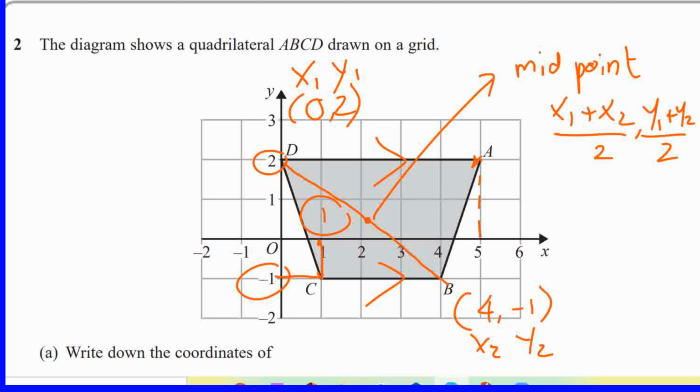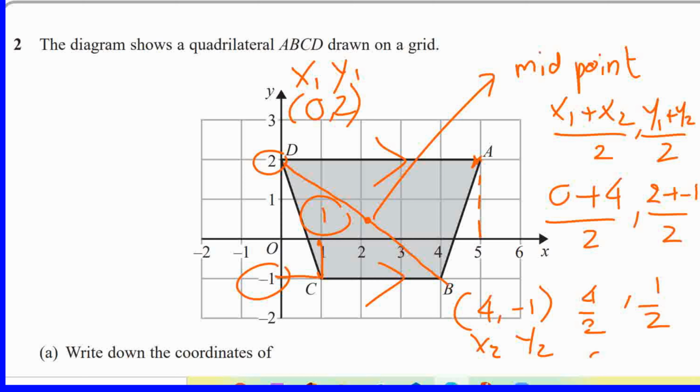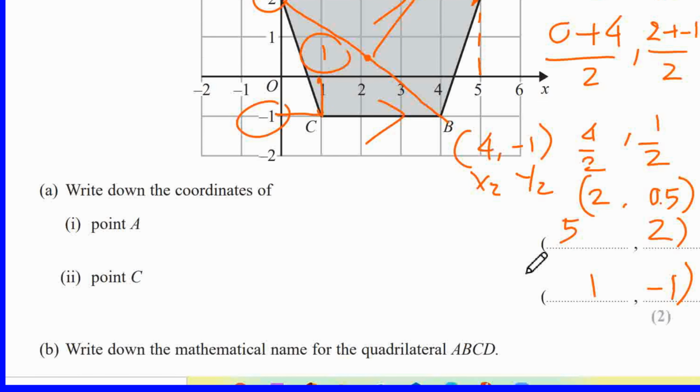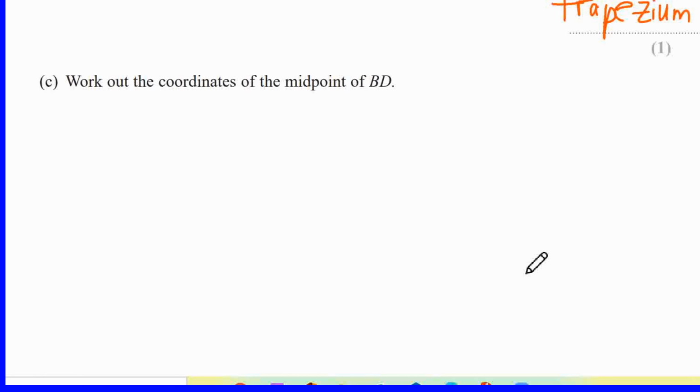So we have x1 is 0, and y1 is 2, plus x2 is 4 and y2 is minus 1, over 2. We get 4 over 2, and then 1 over 2, so 2, one half. Our answer is (2, 1/2). So here we write (2, 1/2).